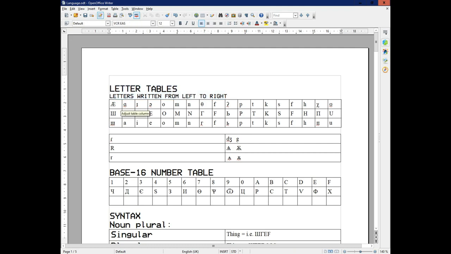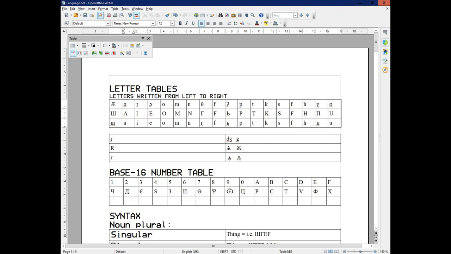And of course, the sounds: e, a, i, o, m, n, f, p, t, k, s, h, x, u, r, g, and a glottal stop. So there are 1, 2, 3, 4, 5, 6, 7, 8, 9, 10, 11, 12, 13, 14, 15, 16, 17, 18, 19, 20, 21 sounds, which is fewer than the Latin alphabet has.